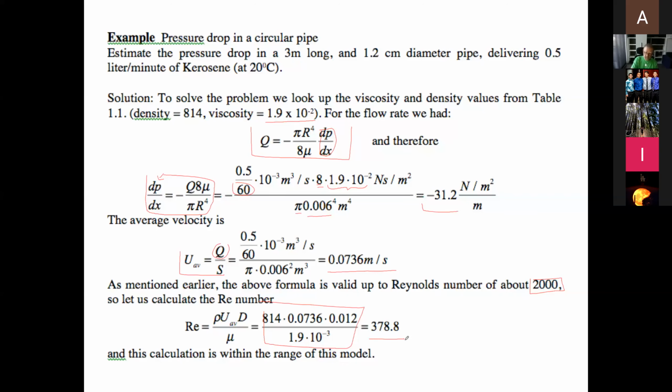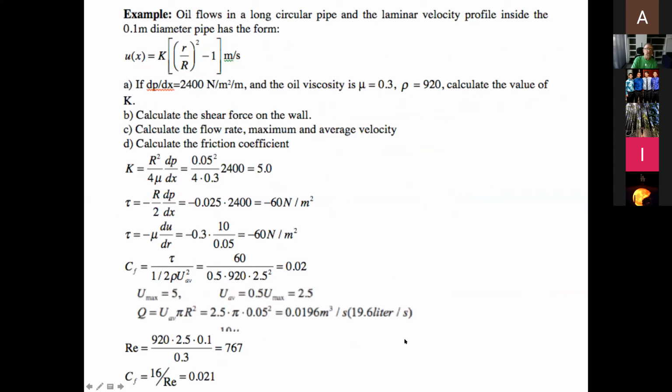All right, let's do another example. So this is again an example which is based on the fact that you did not have in the book the formula where K is actually the maximum velocity. So then you have to look at that more carefully. But now I already told you that this is the maximum velocity.